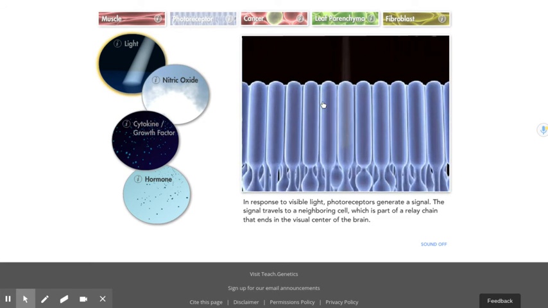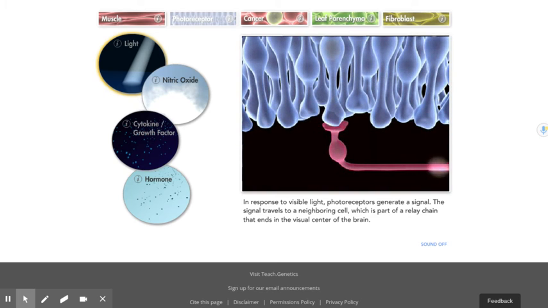In response to visible light, photoreceptors generate a signal. The signal travels to a neighboring cell, which is part of a relay chain that ends in the visual center of the brain.